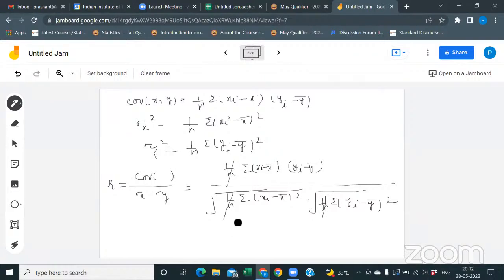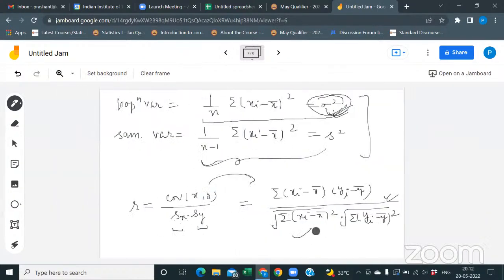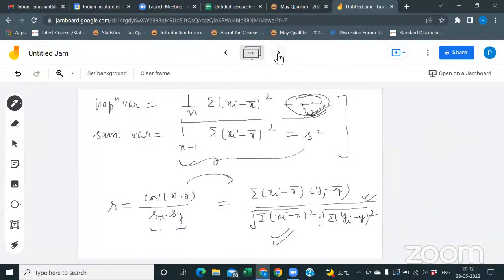Got it. What you will get is this one. And suppose I am using the sample covariance instead of the population covariance. That means this should be n minus 1, this should be n minus 1, this should be n minus 1. Again, it gets cancelled, and again you will get this formula. So the concept is this.